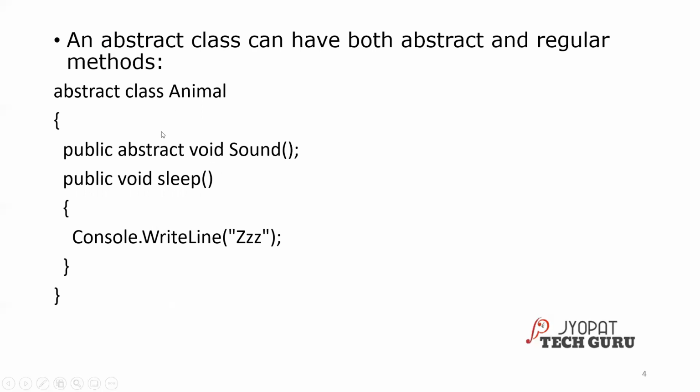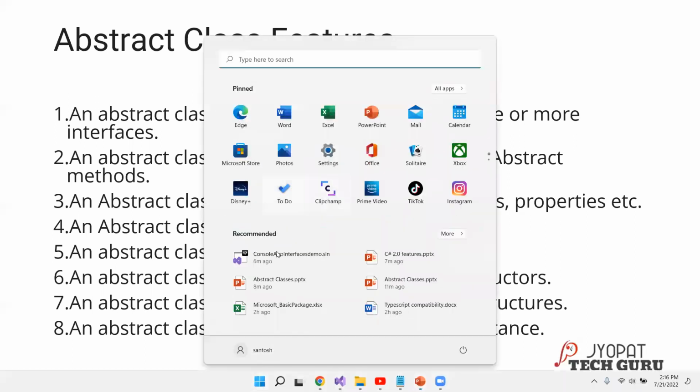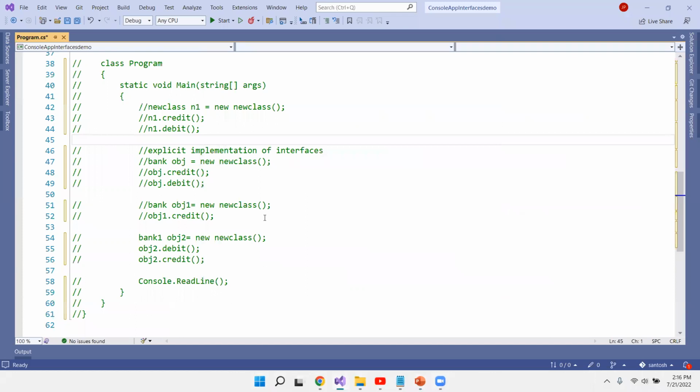Again, I cannot create the object of this Animal. I require a derived class. I require a normal class in which I derive this Animal. Through that, I have to write the function body of sound, and I can call sleep with the object of the derived class. So what are the important features of an abstract class? Before that, first of all, we'll see some program and then we'll come back to the features. So let me open Visual Studio.